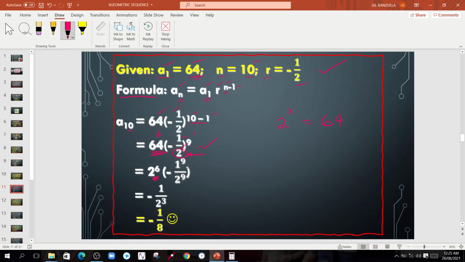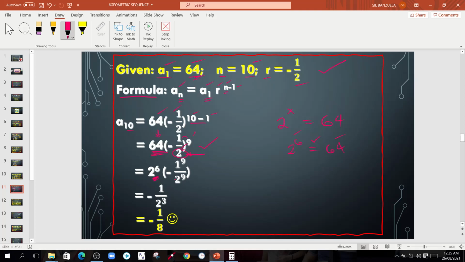So, kaya, ginamit natin 2 raised to 6. So, therefore, we can say that 2 raised to 6 is equal to 64. Alright? So, this is the exponential form. This is the expanded form. So, they are both equal. Okay? So, don't be confused.